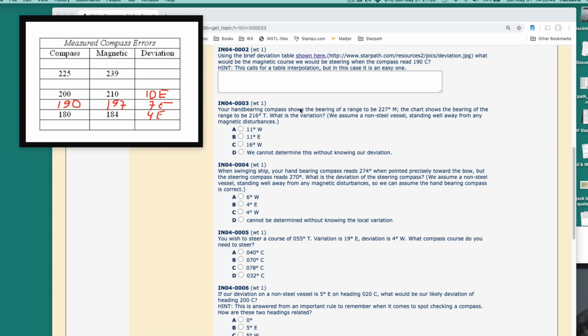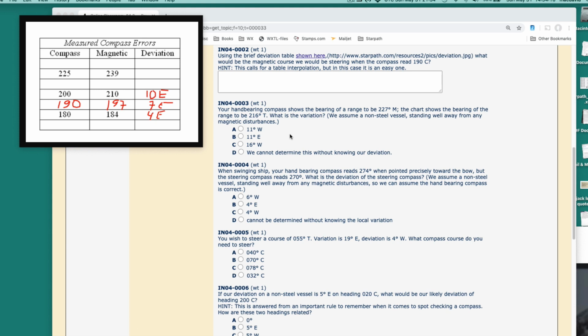The hand bearing compass shows a bearing range to be 227. The chart shows the bearing of the range as 216 true. Now we're not dealing with deviation anymore. We're dealing with variation, and that's the difference between true and magnetic. We're forgetting deviations. Deviation's already taken care of, and you're now comparing magnetic direction to the actual true direction. And the chart is going to tell us the true direction.